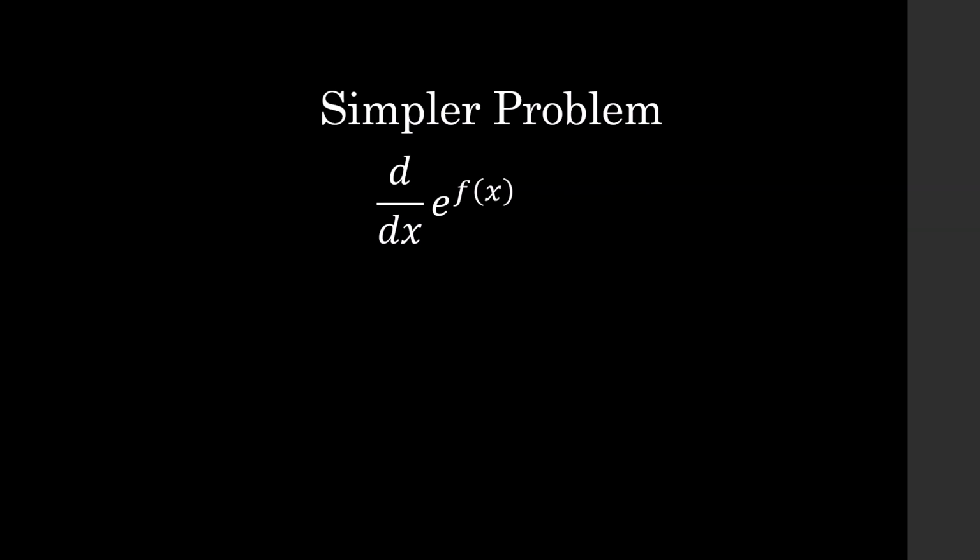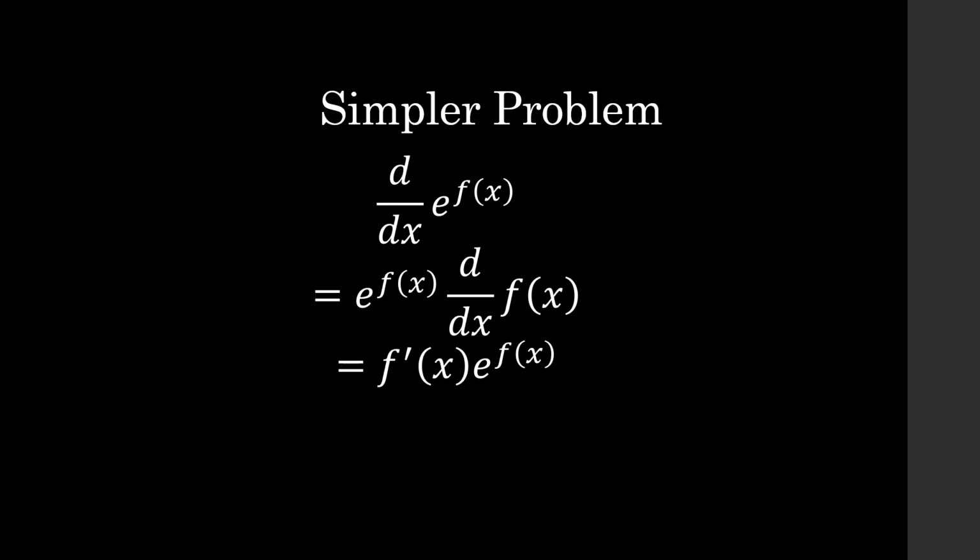So let's go to a simpler problem. Why not take the derivative of the e to the f of x? Using the chain rule, the derivative of e to anything is just going to be e to that anything, multiplied by the differentiation of that something. So we have e to the f of x times the derivative of f of x, which we write as f prime of x times e to the f of x.